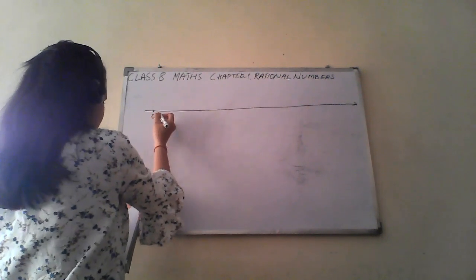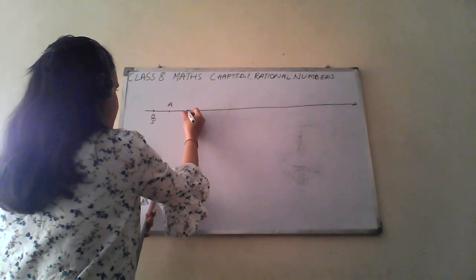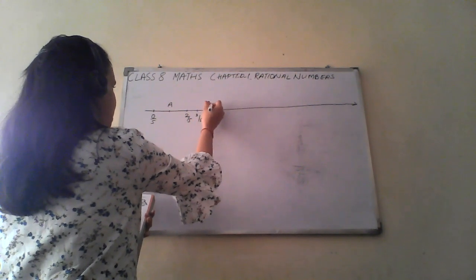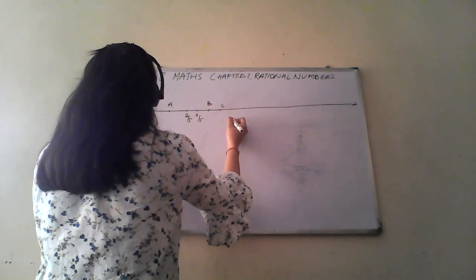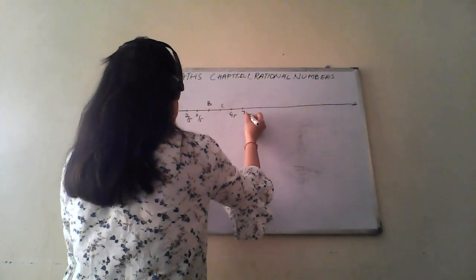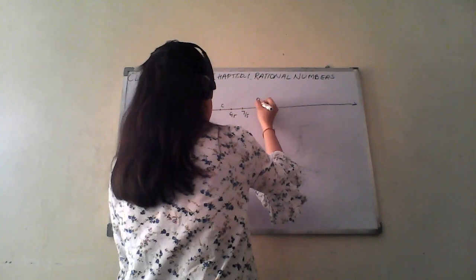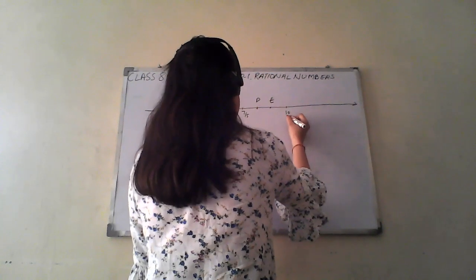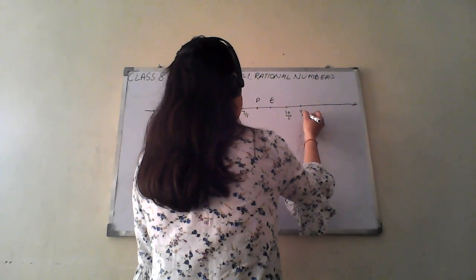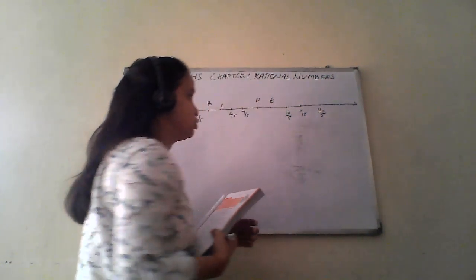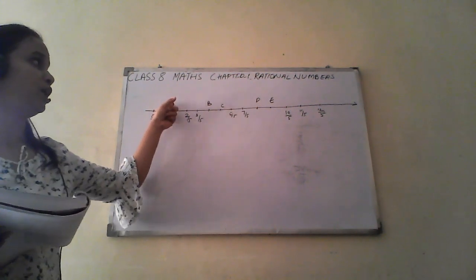See, this is 0, 0 by 5. This is A. This is 2 by 5. This is 3 by 5. This is B. This is C. Then it is 6 by 5. Then it's 7 by 5. Then it's D. Then E. Then we have 10 by 5, 11 by 5. Then we have 12 by 5. So we have to find out what are these A, B, C, D, E.